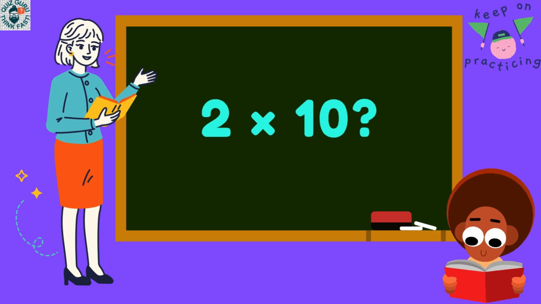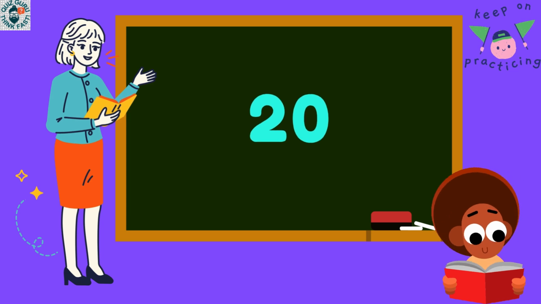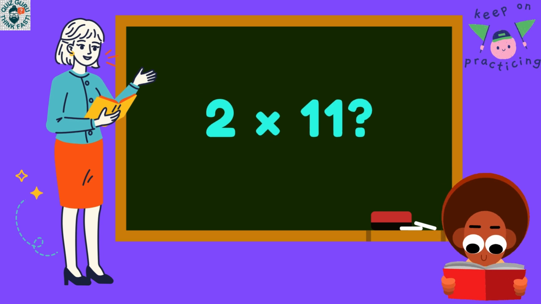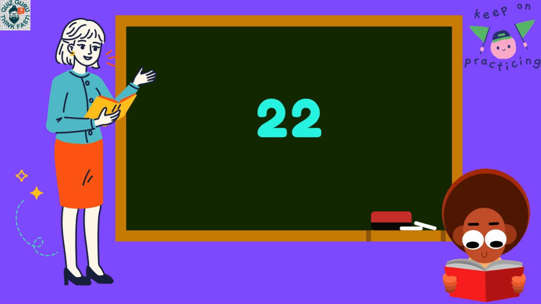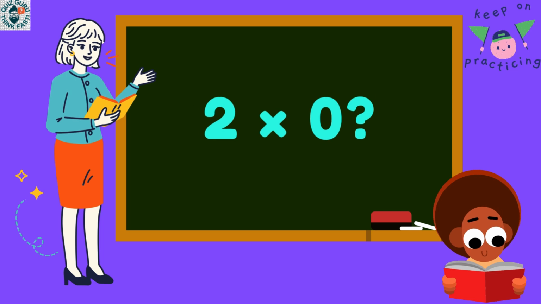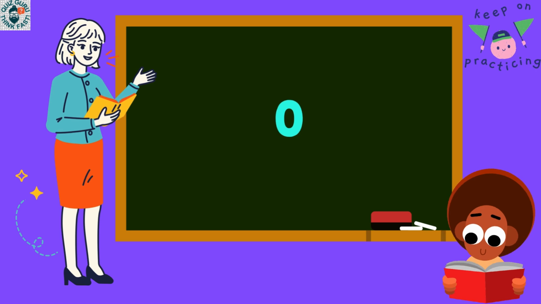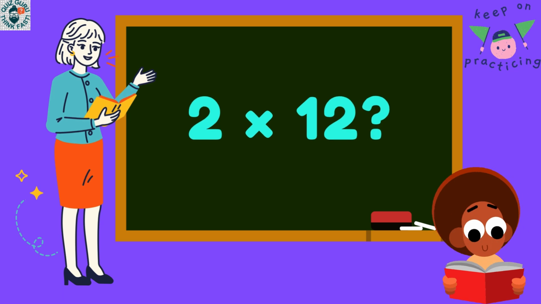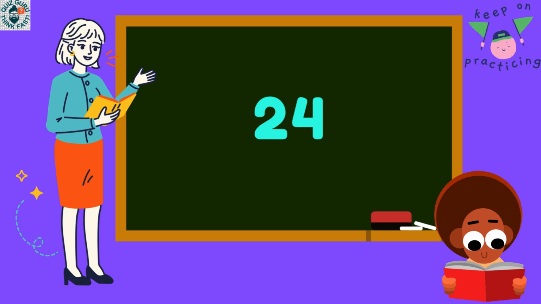2 times 10? It's 20. 2 times 11? It's 22. 2 times 0? It's 0. What is 2 times 12? It's 24.